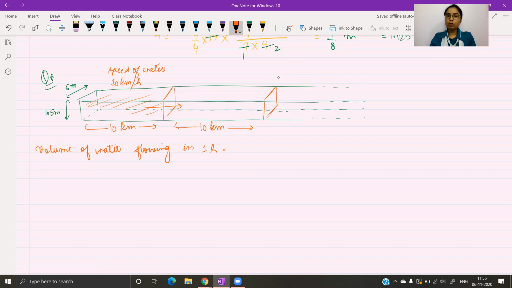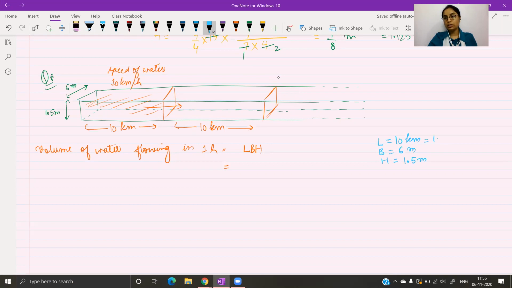By calculating the volume of this cuboidal section, that will be given by L into B into H. Now, kindly note down the dimensions carefully for this cuboidal section. The length will be taken as 10 kilometers. This is taken from the speed, the distance. Then the breadth is 6 meters and the height of this section is 1.5 meters.